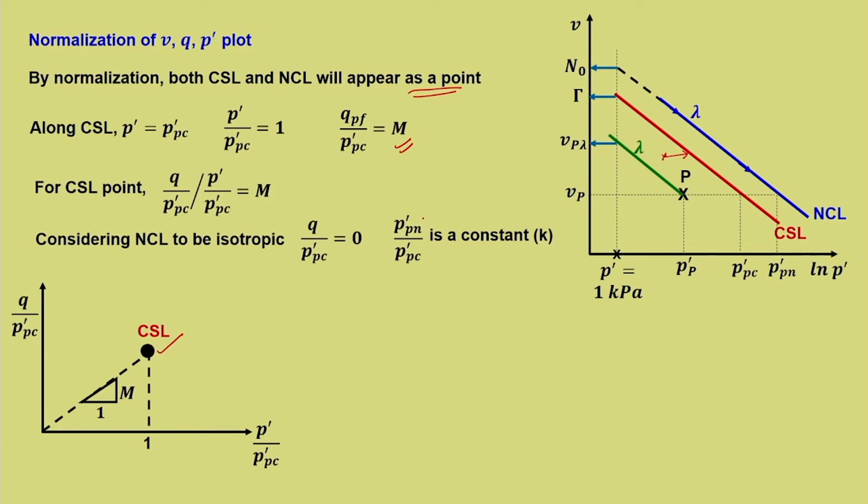Also, P dash Pn upon P dash Pc is a constant. You can see that P dash Pn is this and P dash Pc is this. This remains always a constant wherever you take. So, that constant is not going to change. So, always it can be represented by this particular point, so NCL is represented by a point. Now, depending upon the different type of soils, the relative position will change, that is along this it will change or along this it will change, but these CSL and NCL can be represented by a particular point.